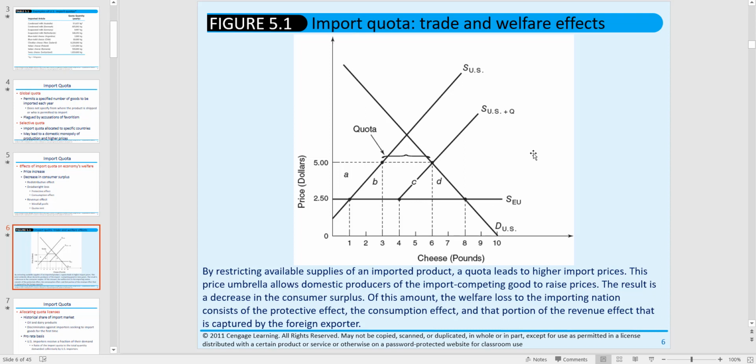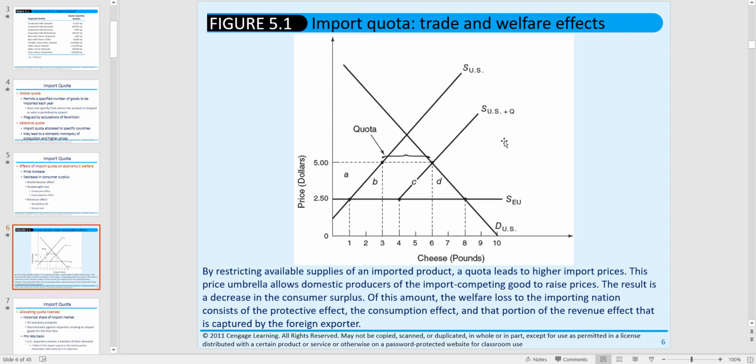Now let's say that the domestic producers of cheese lobby politicians, legislators for protectionism, and they achieve a quota. And in this case, the quota is 3 pounds of cheese. What's going to happen? So now the supply that we're going to focus on is the domestic supply plus the quantity that can be imported. So it's going to be the supply of the US plus the quota of imported cheese. And therefore there's a parallel shift in the supply curve.